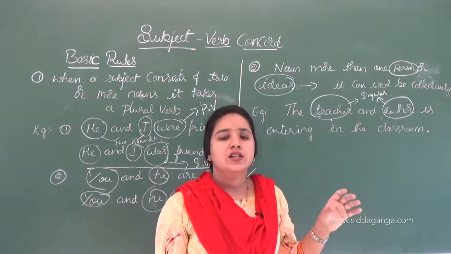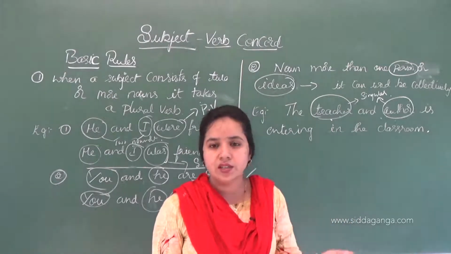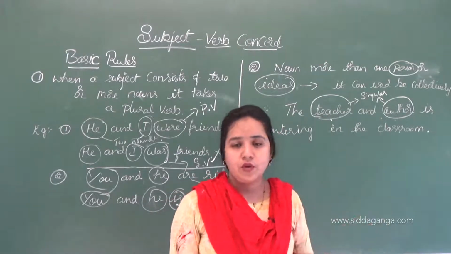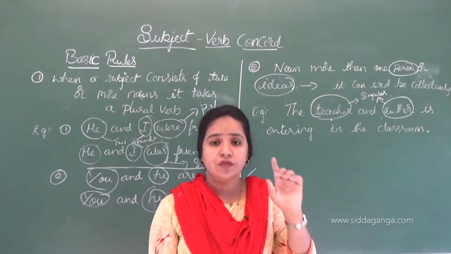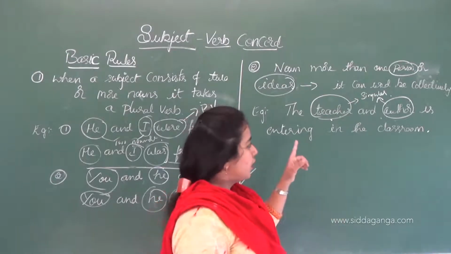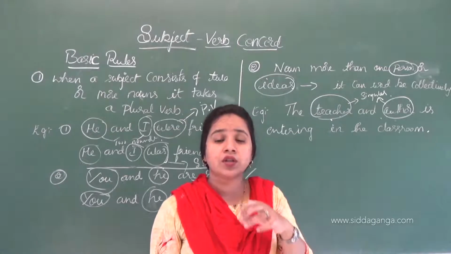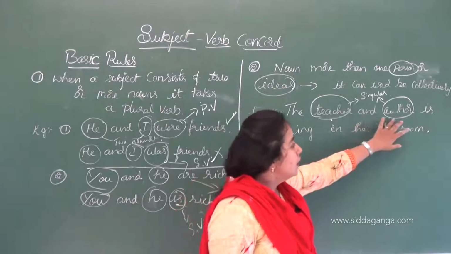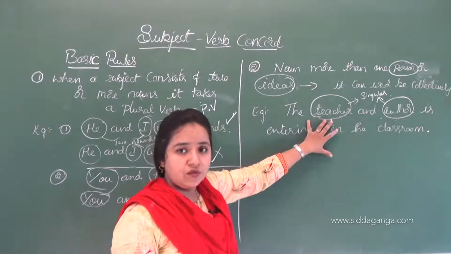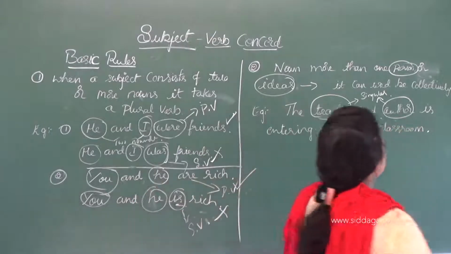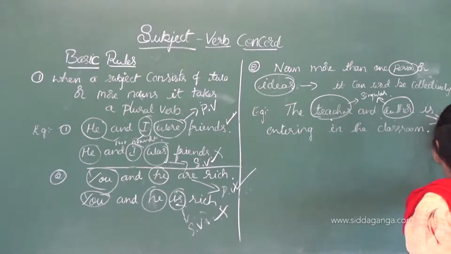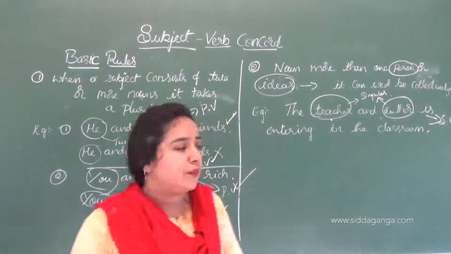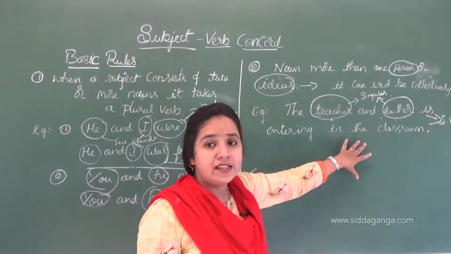So the teacher, he or she, is not only the teacher but an author also, and is entering the classroom. Here it describes the two professions of one single person. The person is only one, but it denotes two qualities: the teacher and author. So the helping verb is a singular verb. We are going to use "is", not "are".